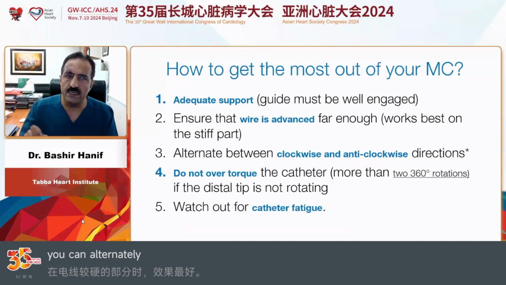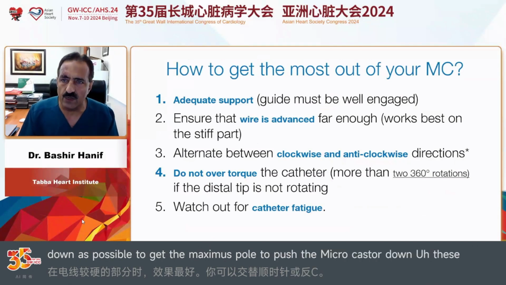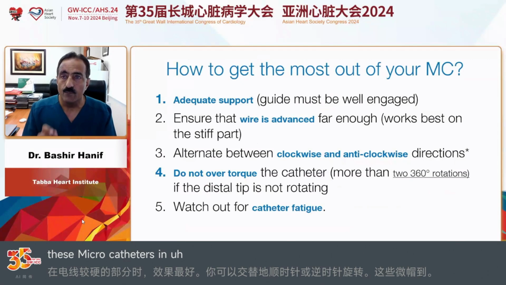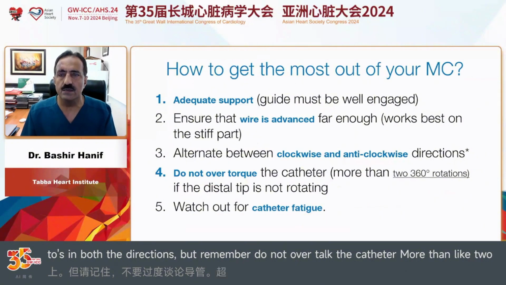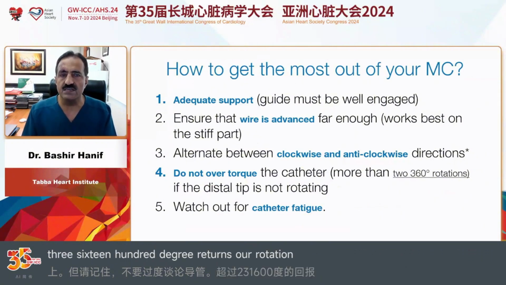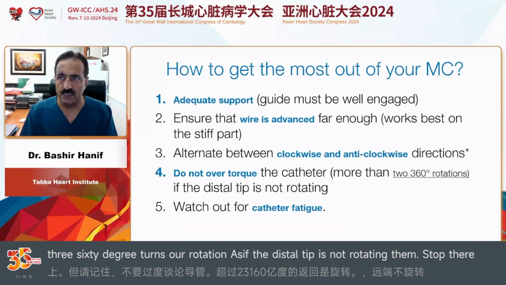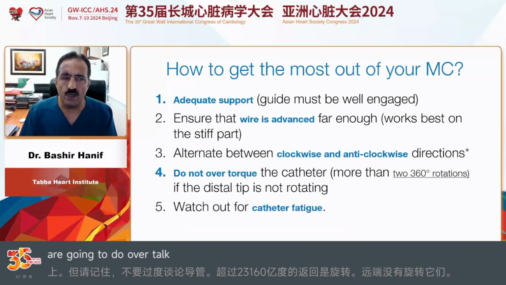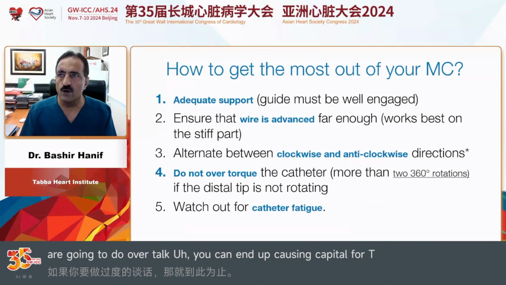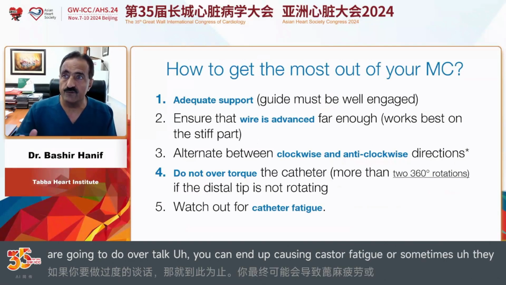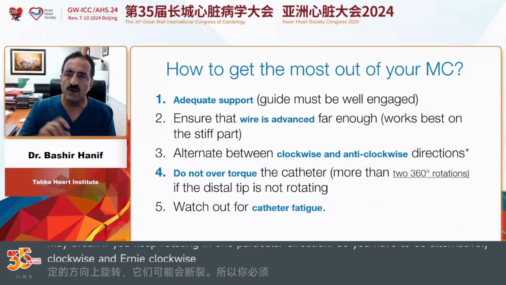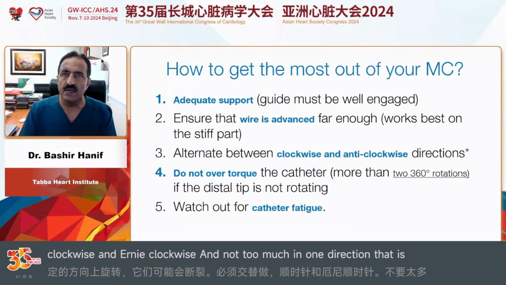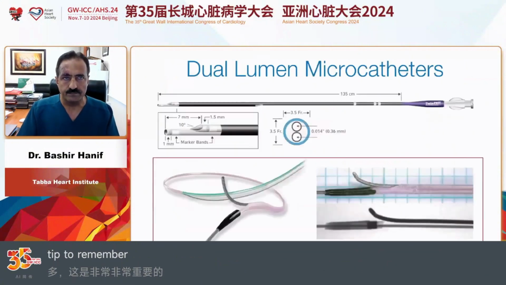This works best when you actually get this microcatheter over the stiffer part of the wire. You can alternately rotate these microcatheters clockwise or anti-clockwise in both directions. But remember, do not over torque the catheter more than 360-degree rotations. If the distal tip is not rotating, then stop there. If you over torque, you can end up causing catheter fatigue, or sometimes it may break if you keep rotating in one particular direction. So you have to rotate alternately clockwise and anti-clockwise, and not too much in one direction. That is a very, very important tip to remember.